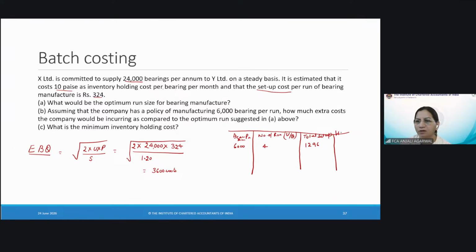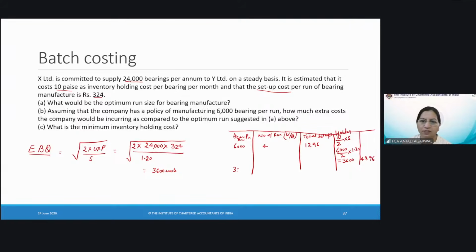What will be the holding cost? So if you are having Q units, on an average, you will hold half multiplied by the storage cost of each unit per annum. So 6,000 divided by 2, 3,000 units will be held at the rate of 1.20. 3,000 into 1.20, 3,600. And what will be your total cost then? 3,600 plus 1,296, 4,896.